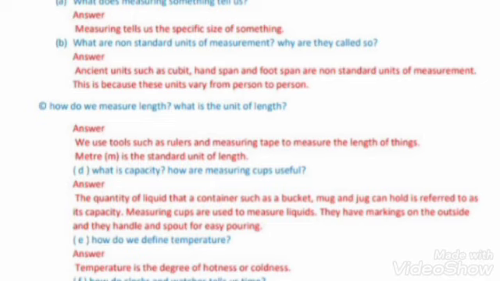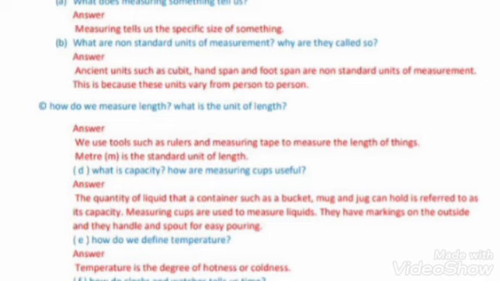Question 4. What is capacity? How are measuring cups useful? The quantity of liquid that a container such as a bucket, mug and jug can hold is referred to as its capacity. Measuring cups are used to measure liquids. They have markings on the outside and a handle and spout for easy pouring.